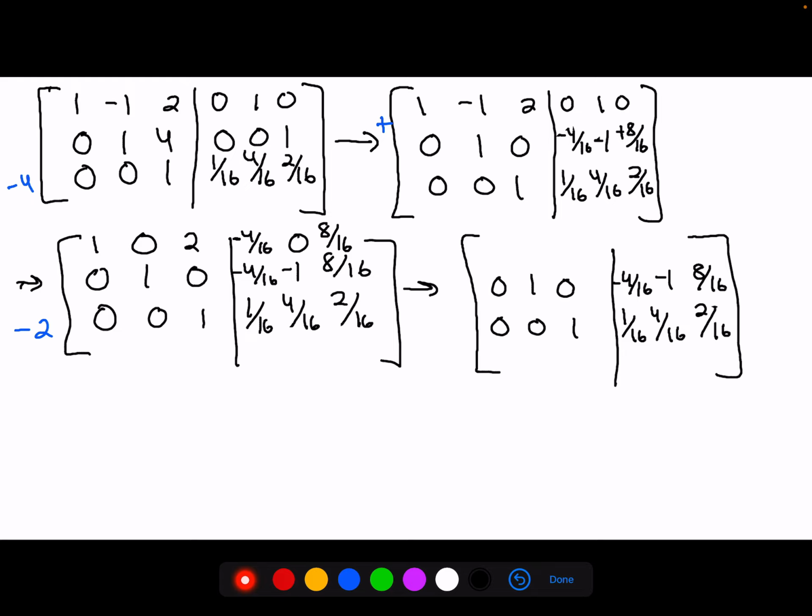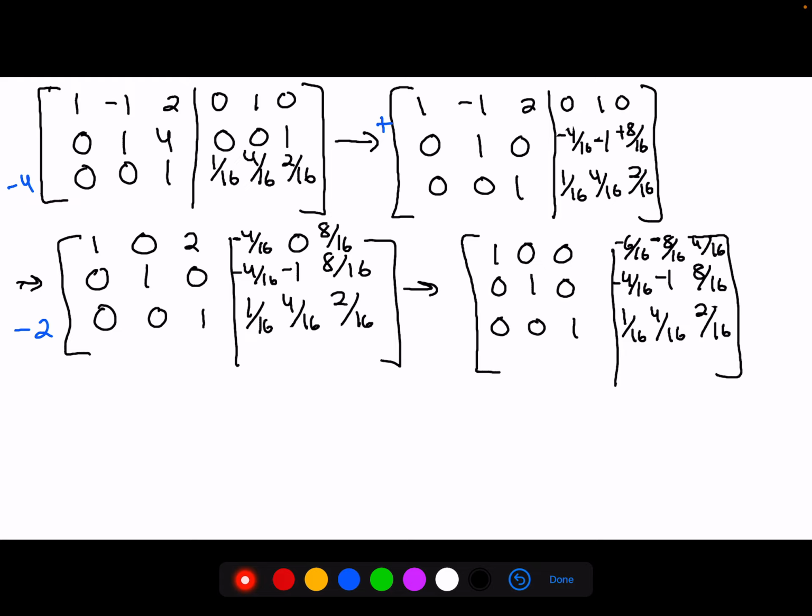Row 1, 0 plus 1 is 1, 0 plus 0 is 0, -2 plus 2 is 0. -2/16 plus -4/16 is -6/16. -8/16 plus 0 is -8/16, and -4/16 plus 8/16 is 4/16.